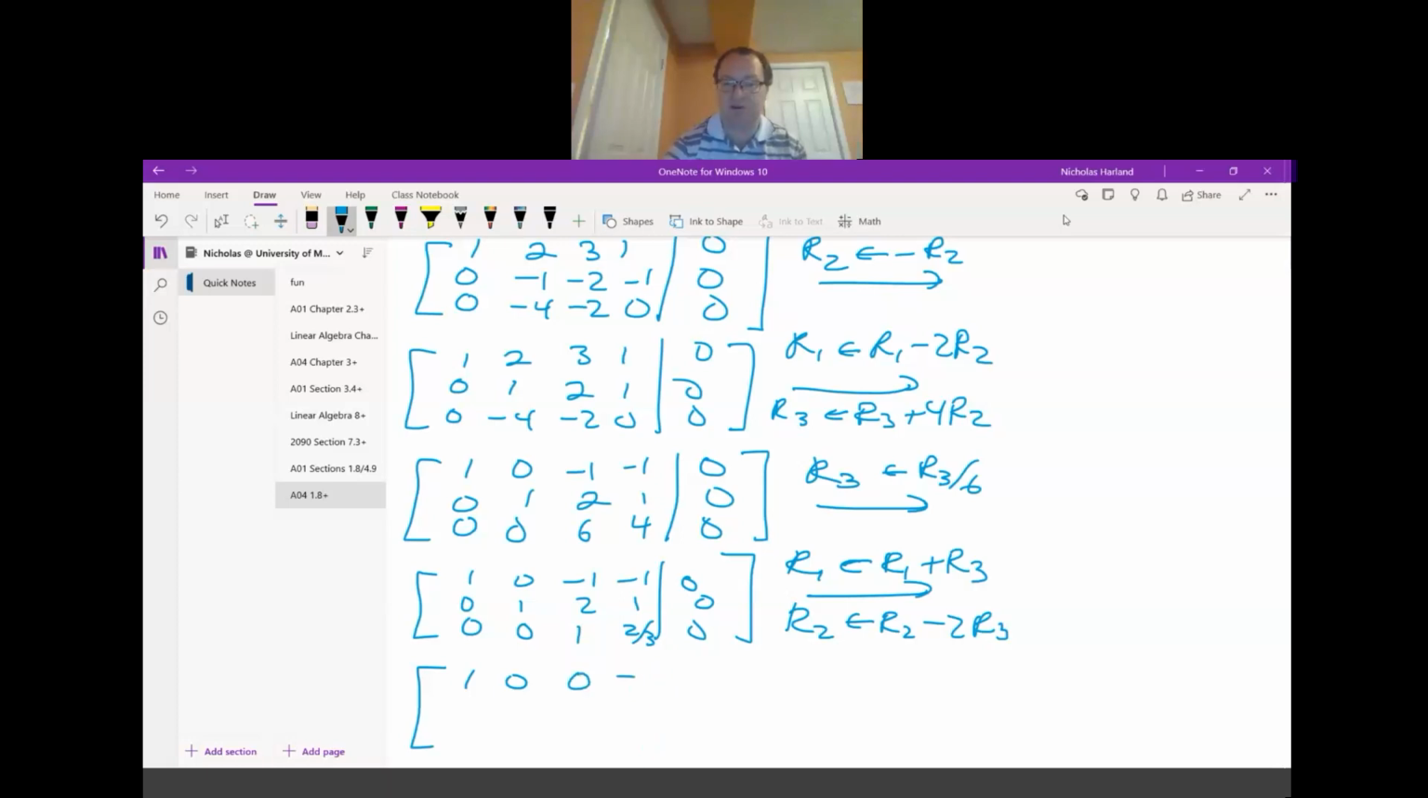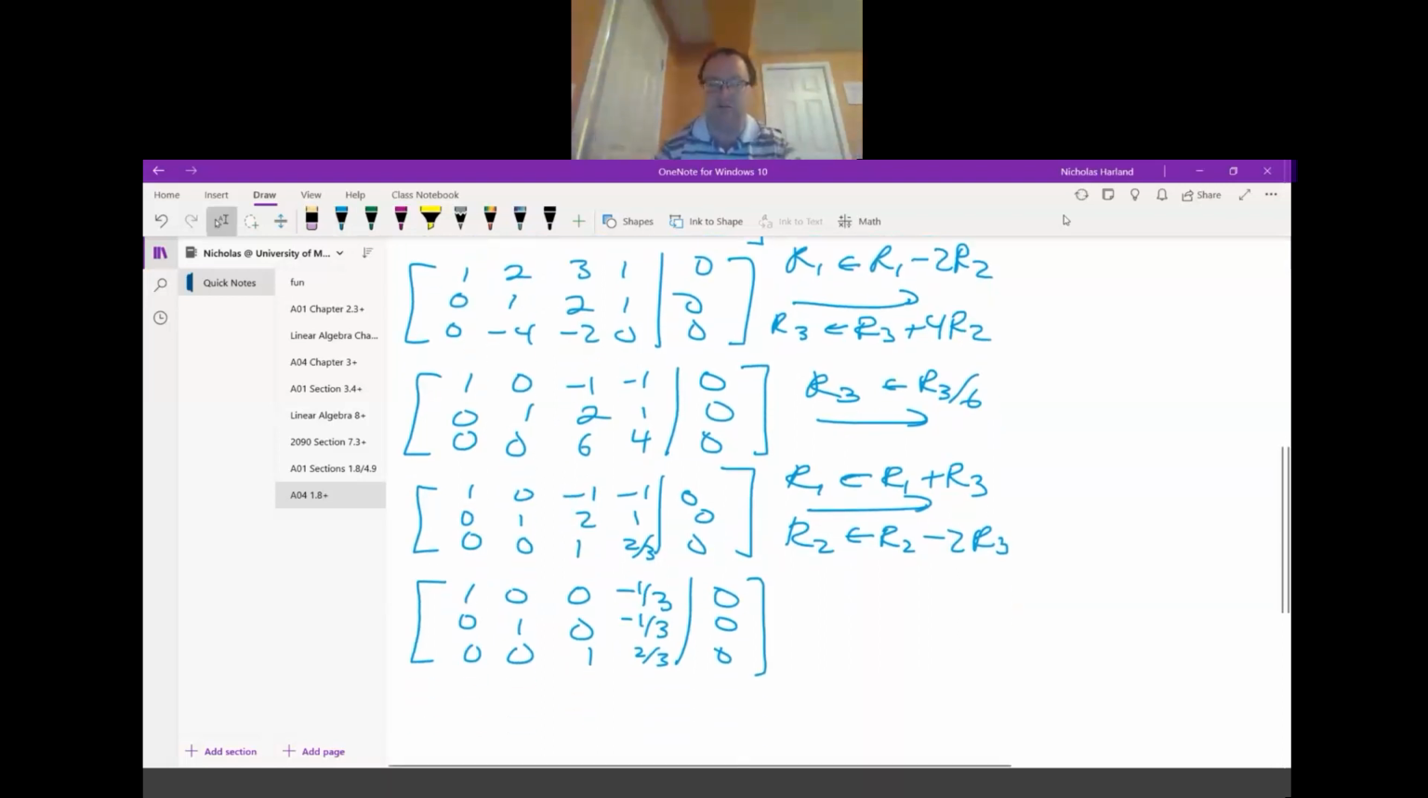0, 0, negative a third, 0. 0, 1, 0, negative a third. 0, 0, 1, 2/3. And we get our matrix into reduced row echelon form. All right, so any questions about the matrix stuff?